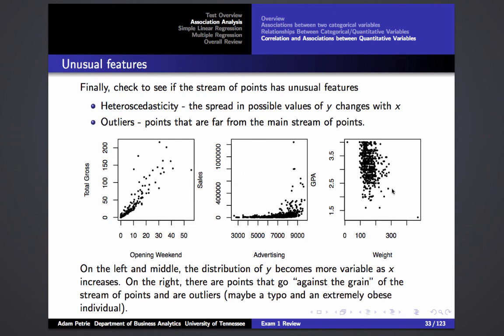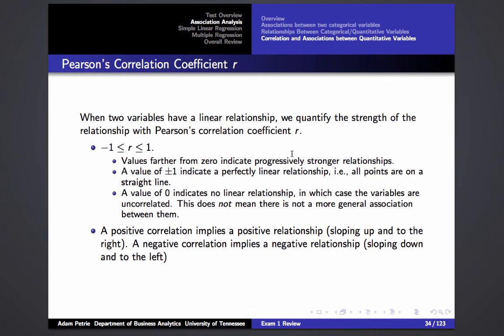And we also talk about whether or not there are outliers. So here's an outlier, a point that's very far removed from the overall cloud. We know that those can catastrophically affect our analysis.